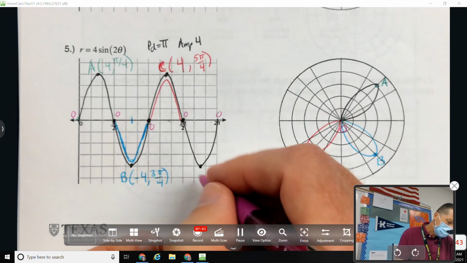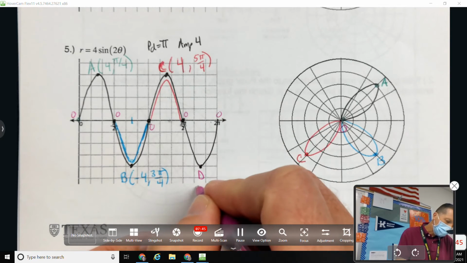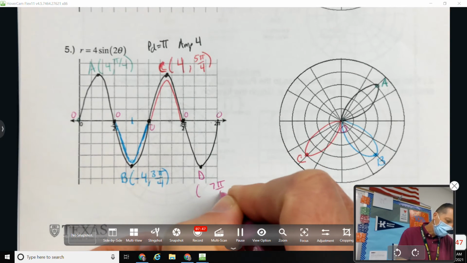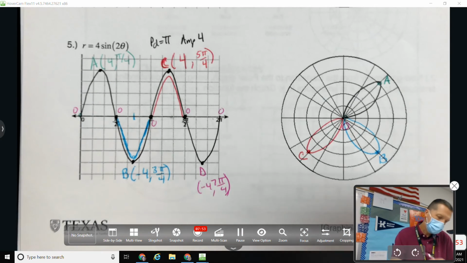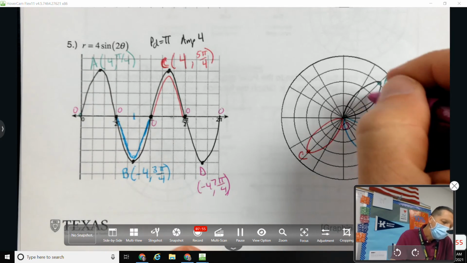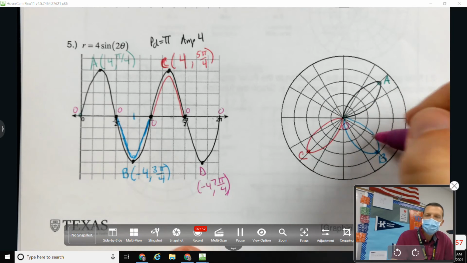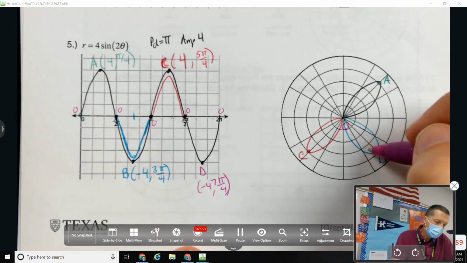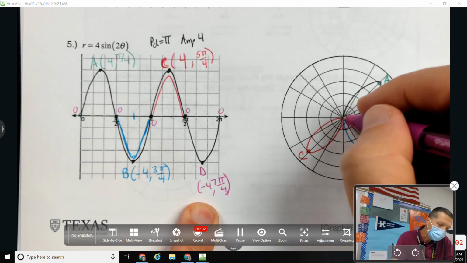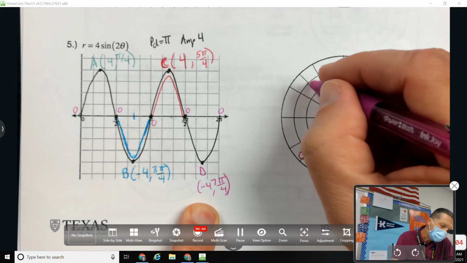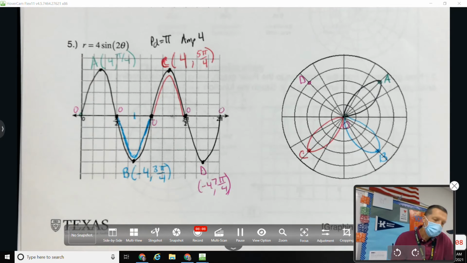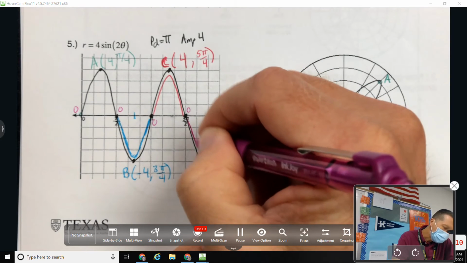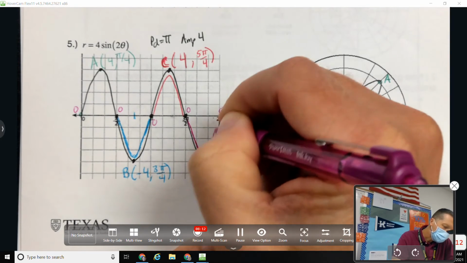And then lastly, point D is at 7 pi over 4. The radius is negative 4. So rotate all the way around to 7 pi over 4. We think there's something there, except that we're going negative, so it shoots us back on the other side. And again, it starts at 0 and ends at 0, or at least this little branch does.